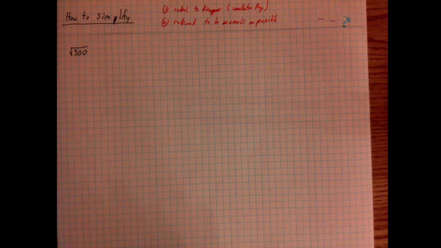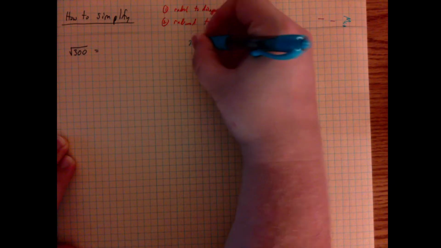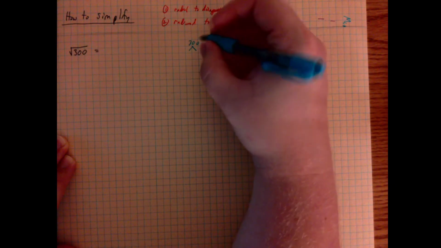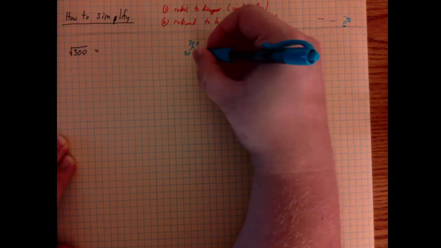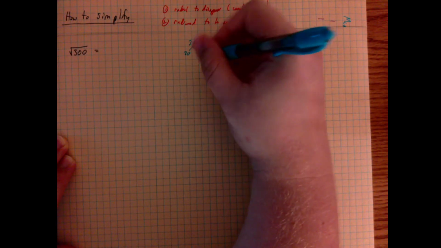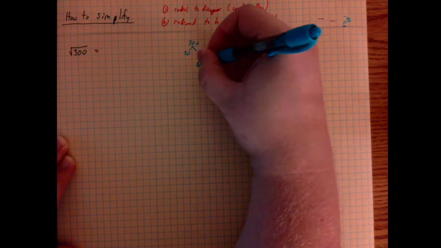Square root of 300. Now, one way of doing this is to take this function, just like we did before. We could do the entire factorization, which means we take 300 and try to break it down into as many different pieces as possible. So I can see right there that 300 breaks down into 30 times 10. 10 breaks down into 2 and 5.